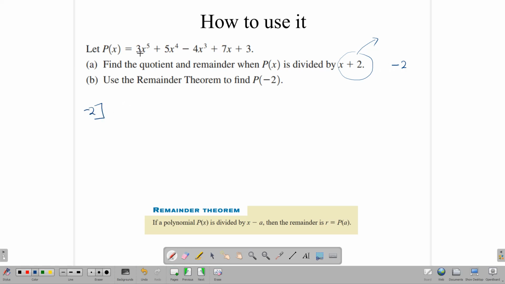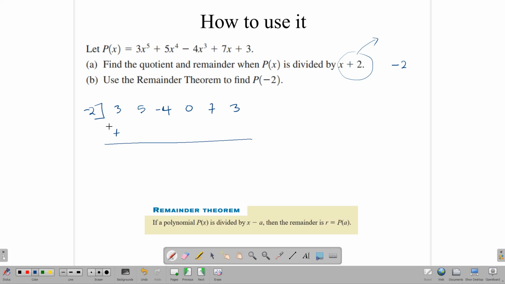Negative 2. Now it's 5, 4, 3. Notice that the square term is missing. Remember to put a 0 there for it. So we have to put 3, then 5, then negative 4. There's no square term, so we'll put a 0. There's our 7, and then there's the 3. So let's make sure that they're all there. x to the 5, x to the 4, x to the 3rd, x squared, x, and 3. Good, they're all there.